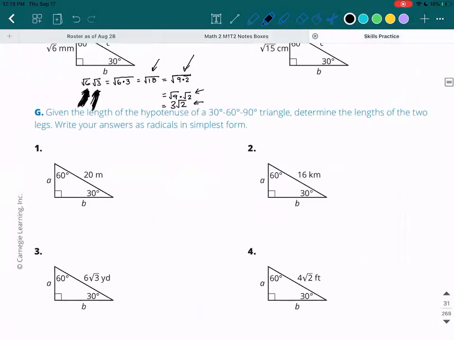So let me write that out. Short, I'll just call it short, is equal to half hypotenuse, okay? And then the long leg, I'll just use long for that, is the equation we wrote earlier, which is short times radical 3.